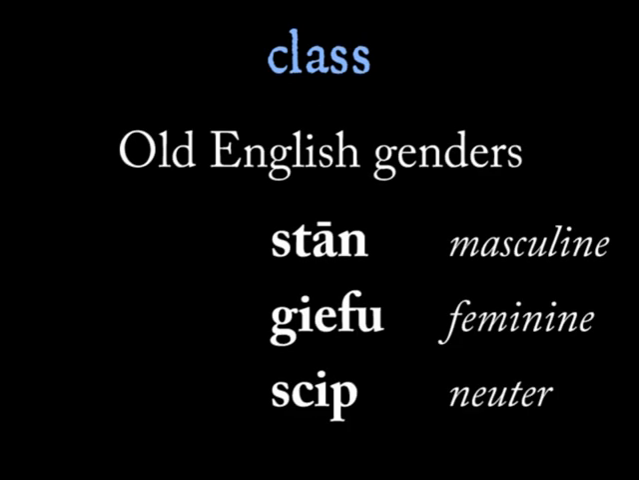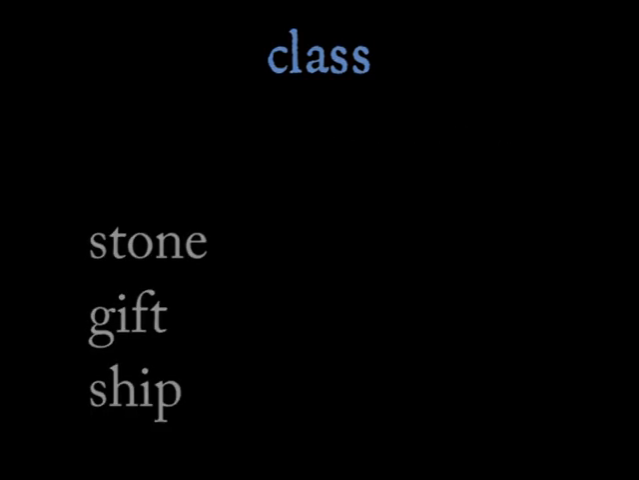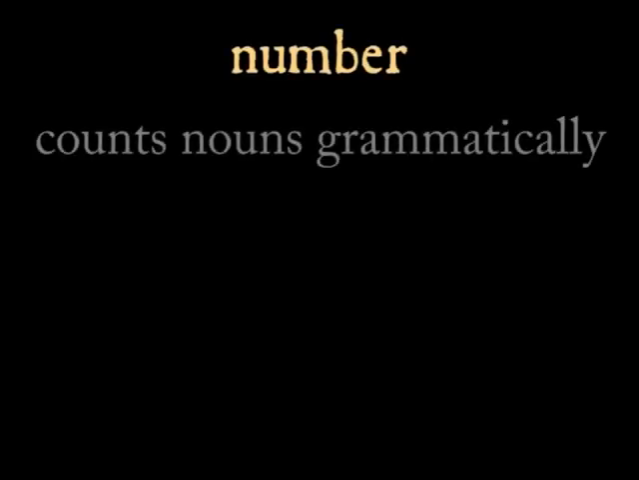Now, if you haven't dealt with it before, class can be a tricky concept to get used to, particularly because we no longer have noun class or noun gender in English. But we do have the next property we'll explore, which is grammatical number. Grammatical number is a way to count nouns.